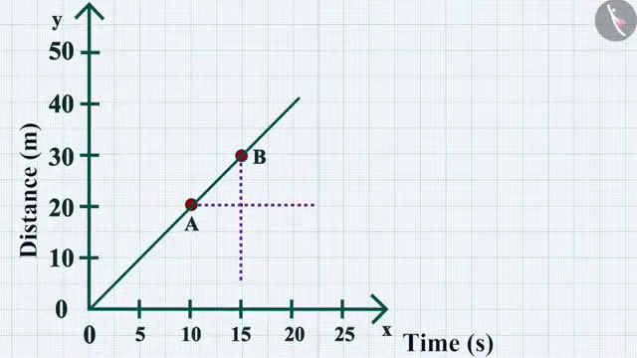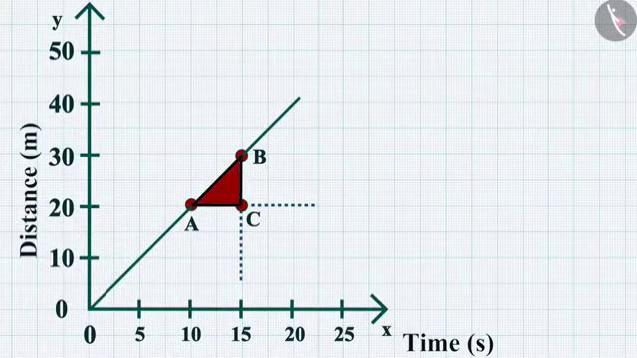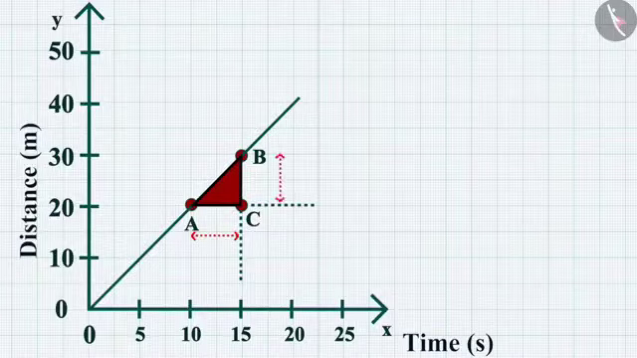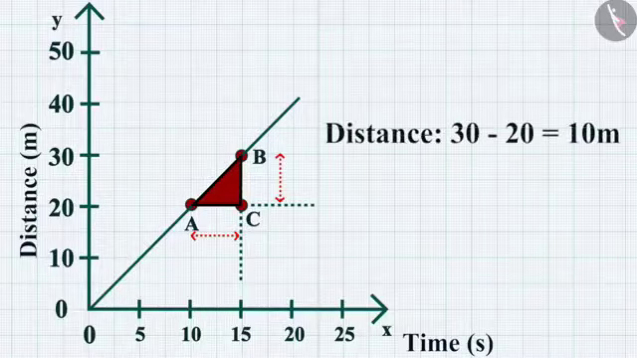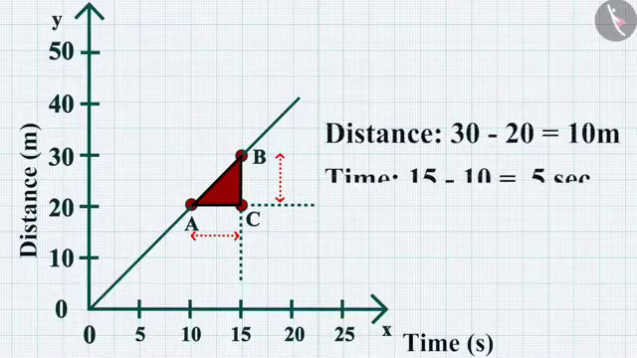These two lines meet each other at point C to form a triangle ABC. Now, on the graph, AC denotes the time interval while BC corresponds to the distance. We can see from the graph that as the object moves from point A to B, it covers a distance 30 minus 20, which is equal to 10 meters, in time 15 minus 10, which is equal to 5 seconds.